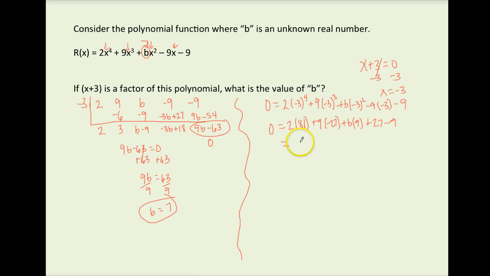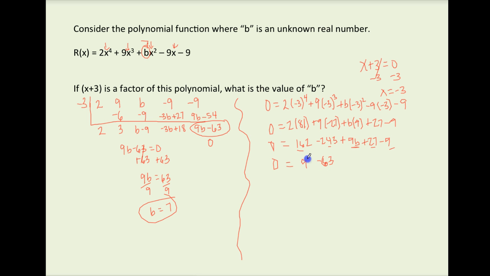2 times 81 gives me 162. 9 times negative 27 is negative 243 plus 9b plus 27 minus 9. Now notice I have a b here, but all of these other terms are just numbers. So I can combine them. I can do 162 minus 243 plus 27 minus 9 to get a single number. And when I do that, that single number is negative 63.